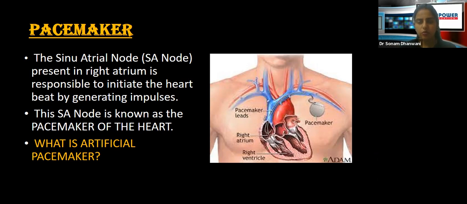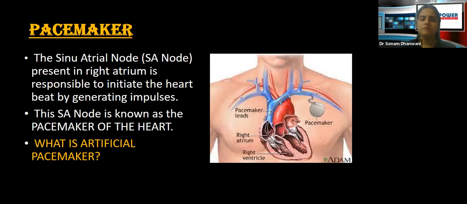So the sinoatrial node, generally abbreviated as SA node, is present in the right atrium and it is responsible to initiate the heartbeat by generating all the impulses. That is the function of the SA node, or of the pacemaker. So this SA node is known as the pacemaker of the heart.